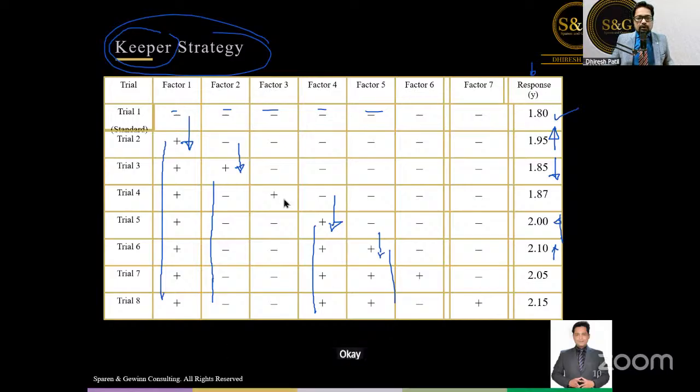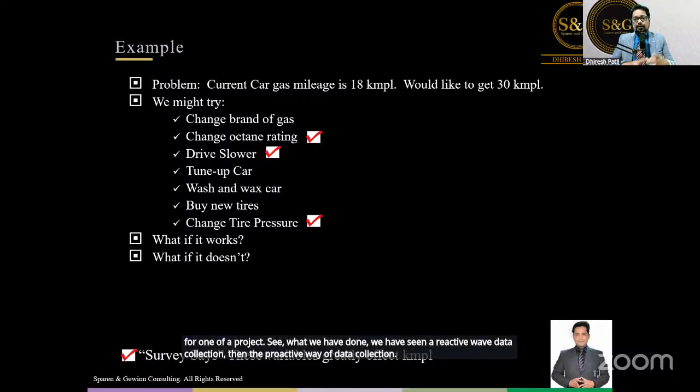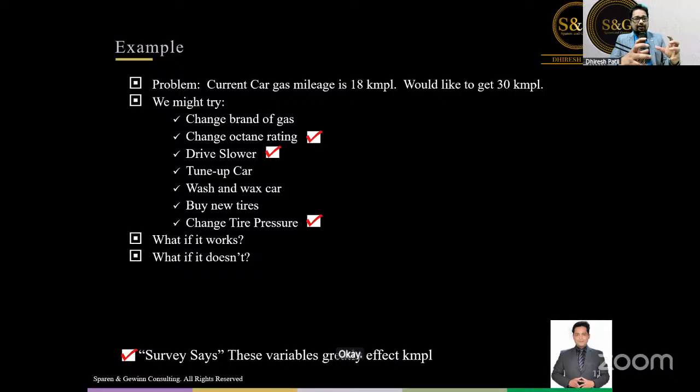Now let's use this keeper strategy for one of the projects. See what we have done. We have seen a reactive way of data collection, then the proactive way of data collection. Then we have seen the example of 3 students and a girl smiling, which is design of experiment. Then we have seen how the effect plots are plotted. Then we have seen one factor at a time and a keeper strategy.